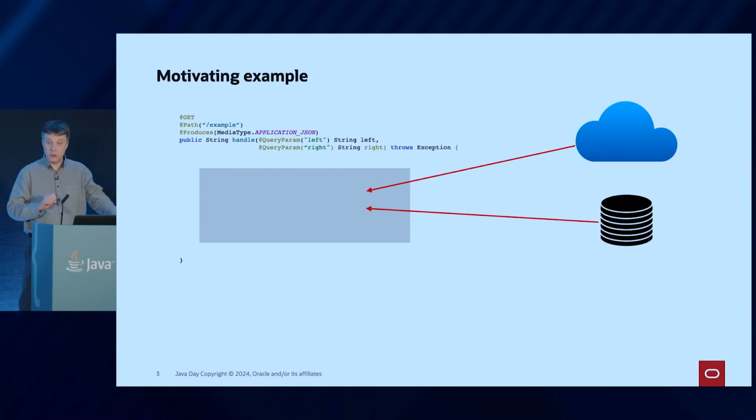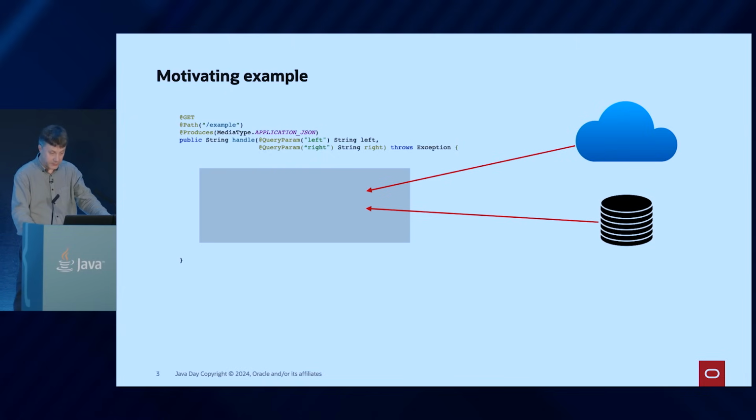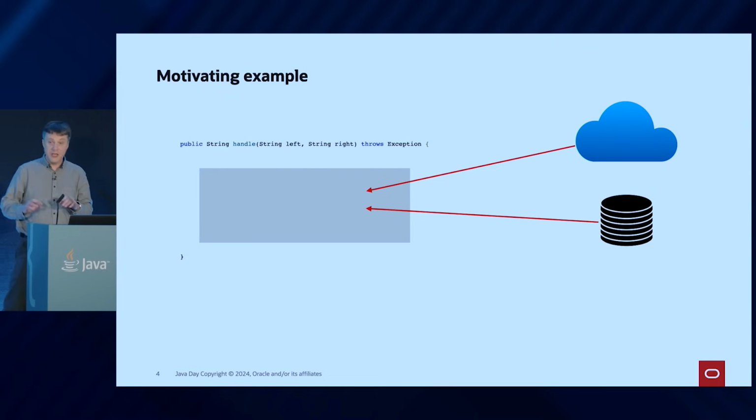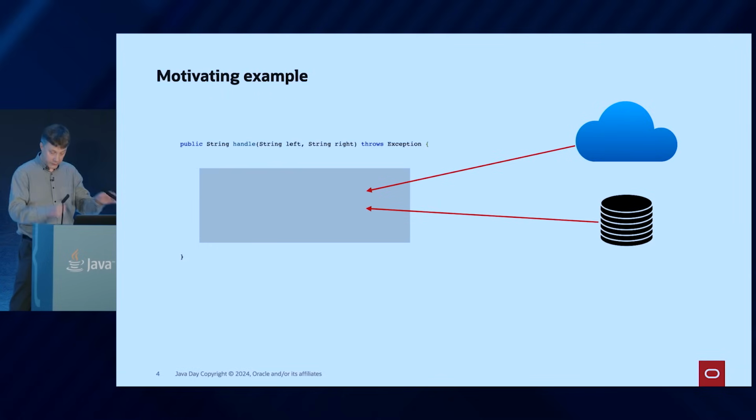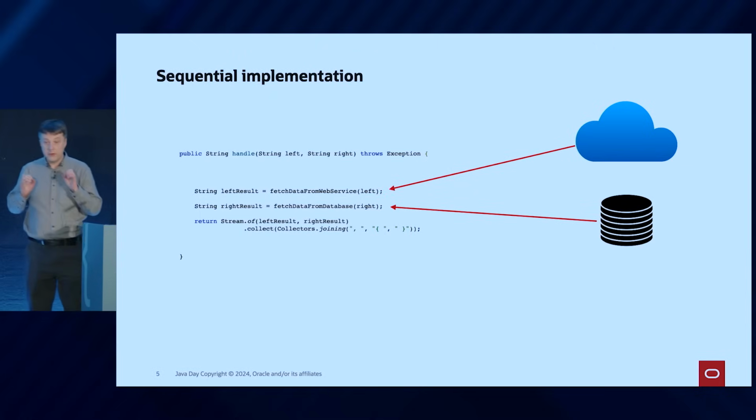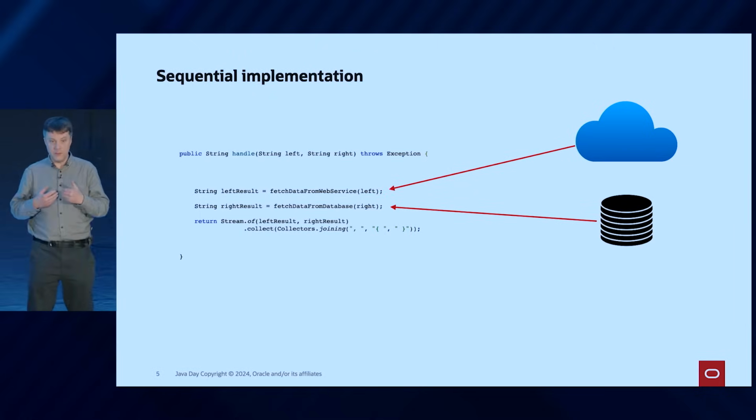So we're going to write some code in this gray box. It's going to aggregate something from the web service and something from the database. In order to avoid the distraction of all of the gunk and the annotations, I'm going to remove them from the presentation so that we can better focus on what's in the gray box. We're going to start with a very simple implementation, and this is going to execute the code sequentially.